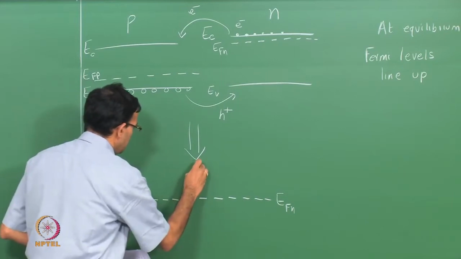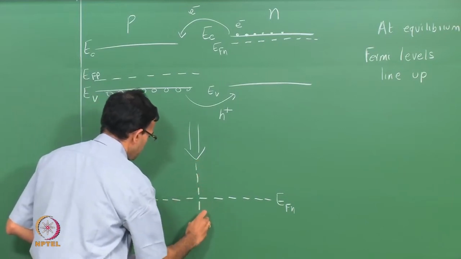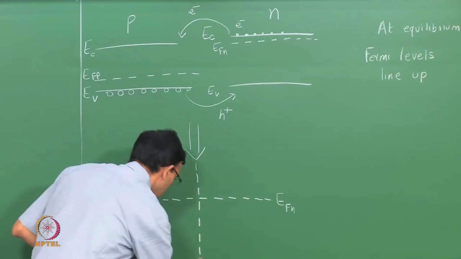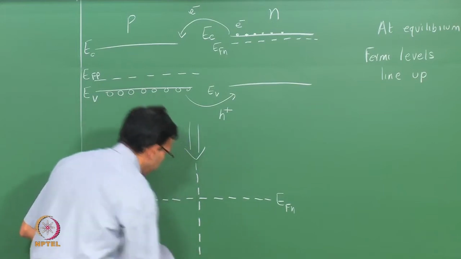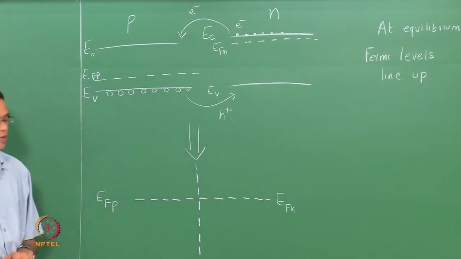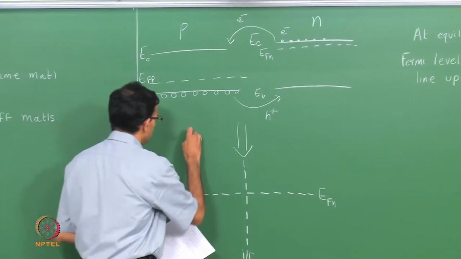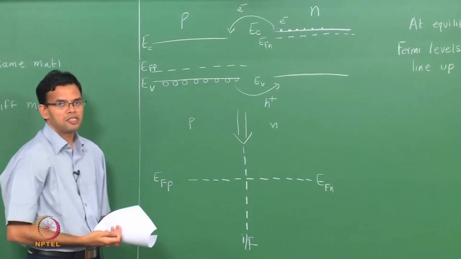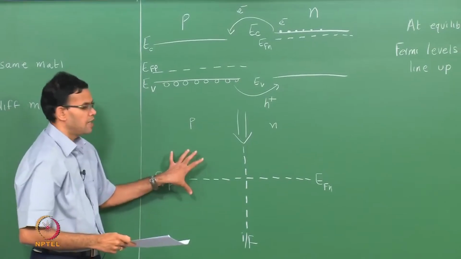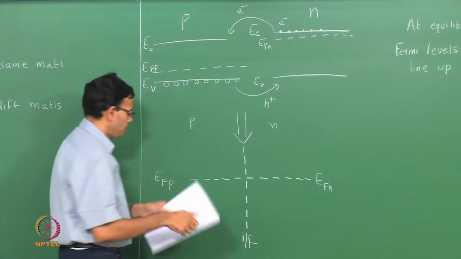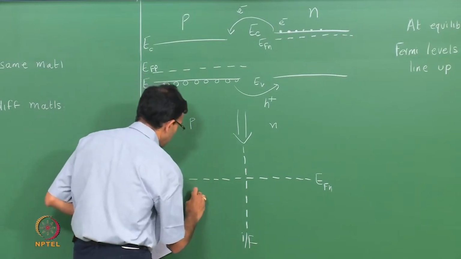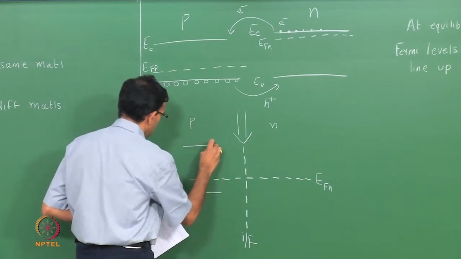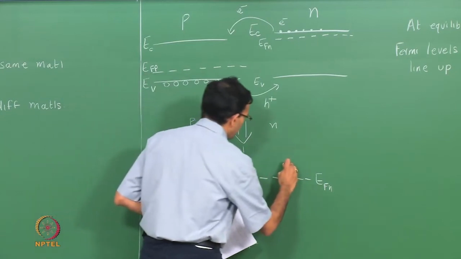Let me mark the interface region. So, this I will call IF. So, IF represents the interface between the P and N. Far away from the junction, the material behaves as a P or an N type. So, far away from the junction, I have a P and I have an N.